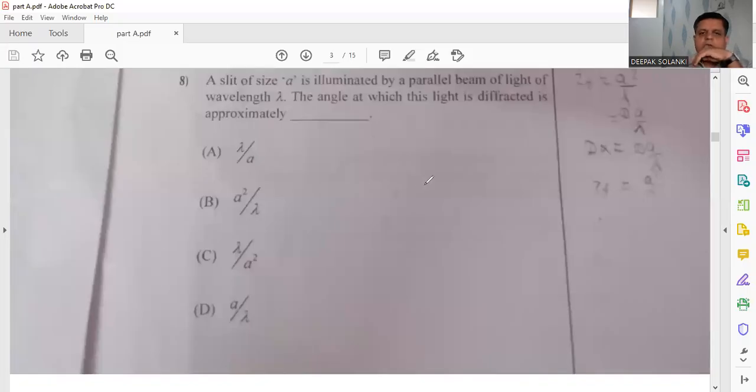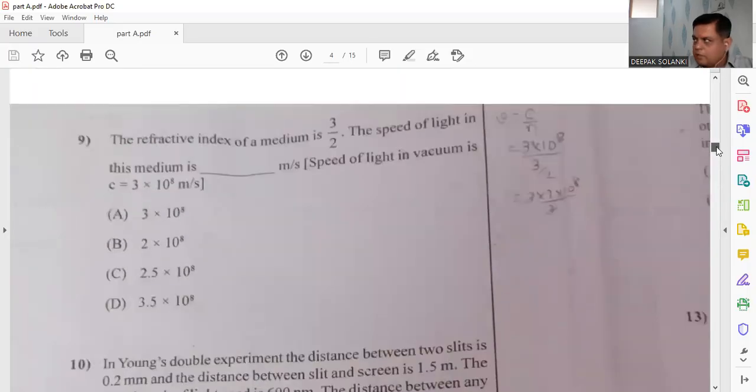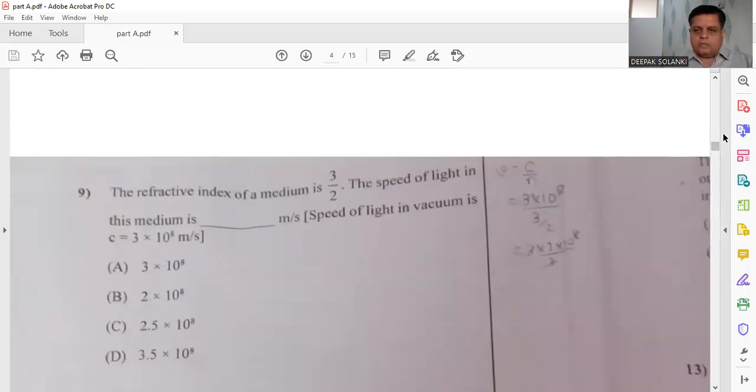A slit of size A is illuminated by a parallel beam of light of wavelength lambda. The angle at which this light is diffracted, approximately. We know that the amount of diffraction is lambda by A. Very, very, very simple, and you will find all the questions are directly from NCERT. All questions are framed from NCERT. They are not taken from any other material.